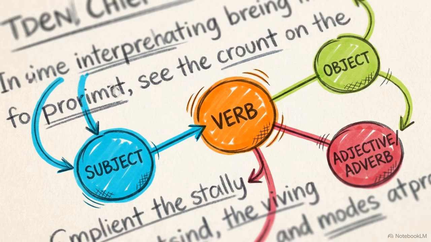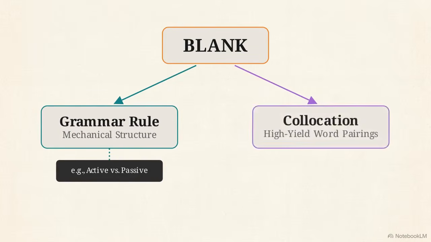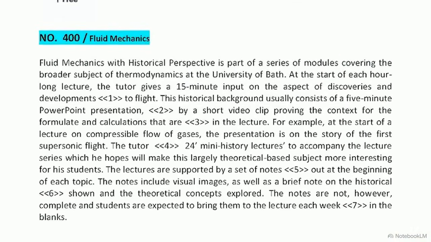Success in the PTE reading section isn't about how fast you can read, but how quickly you can identify the underlying structure of a sentence. Most blanks are testing one of two things: a specific grammar rule or a high-yield word pairing, known as a collocation. This passage on fluid mechanics appears dense, but we can solve it using logic rather than deep technical knowledge. We'll focus on the words surrounding each gap.